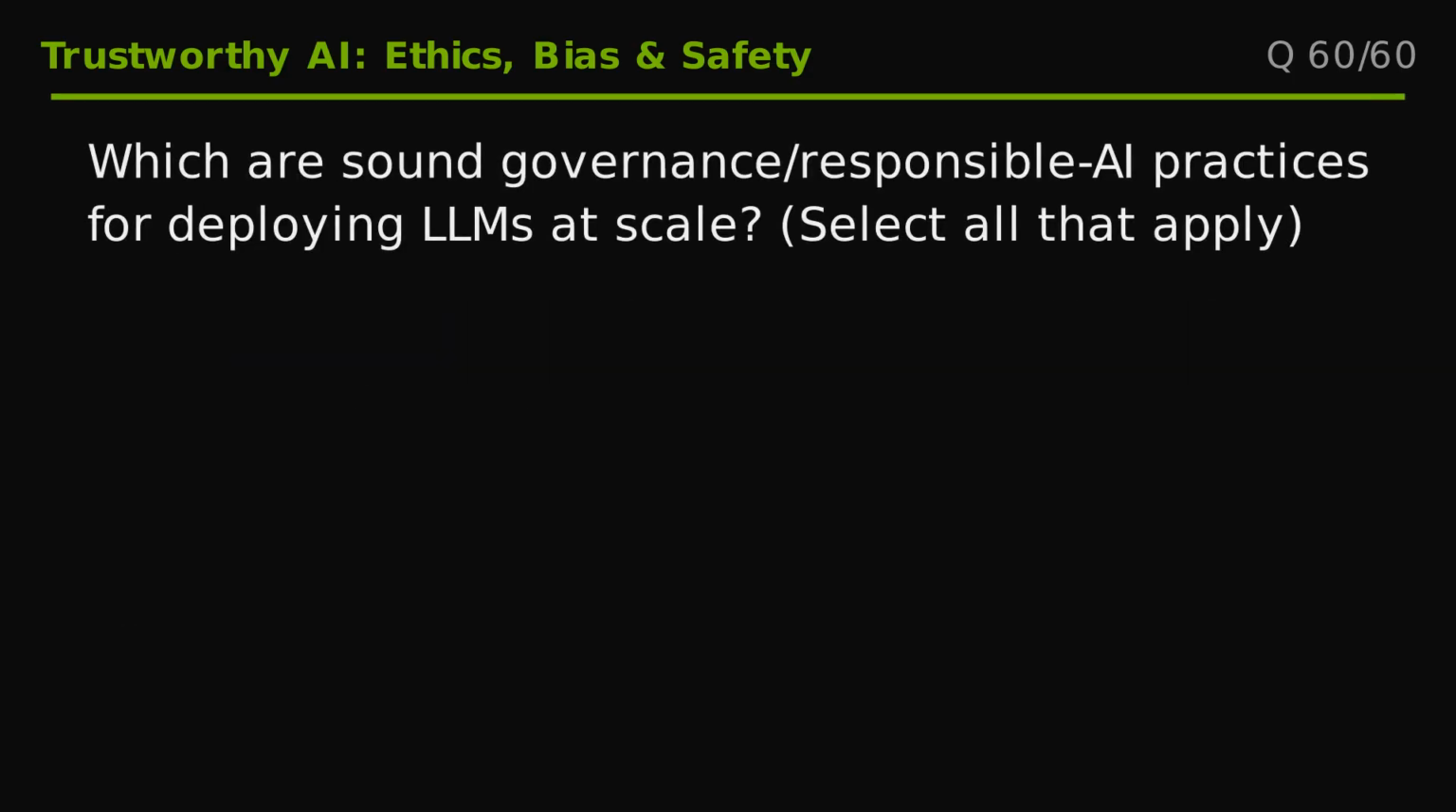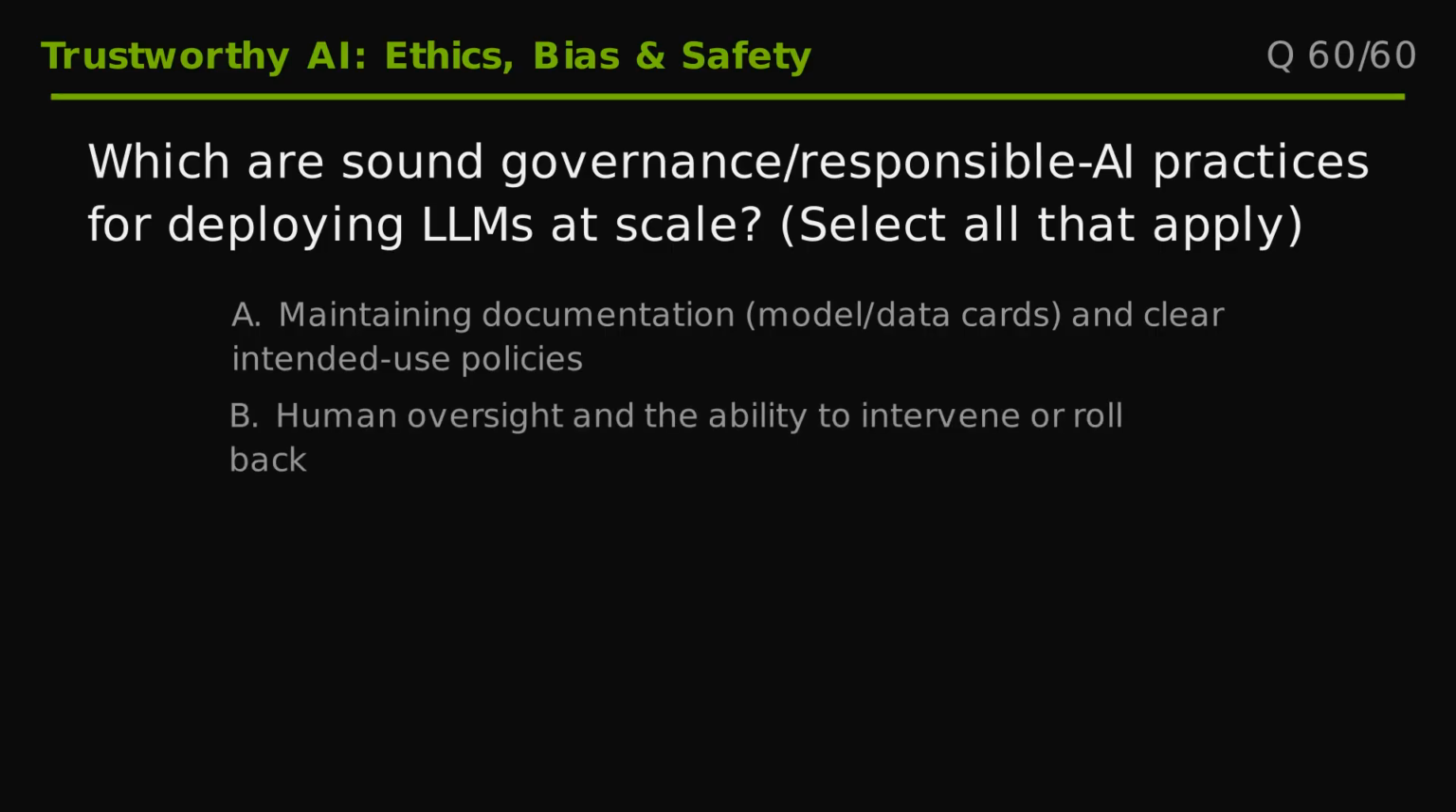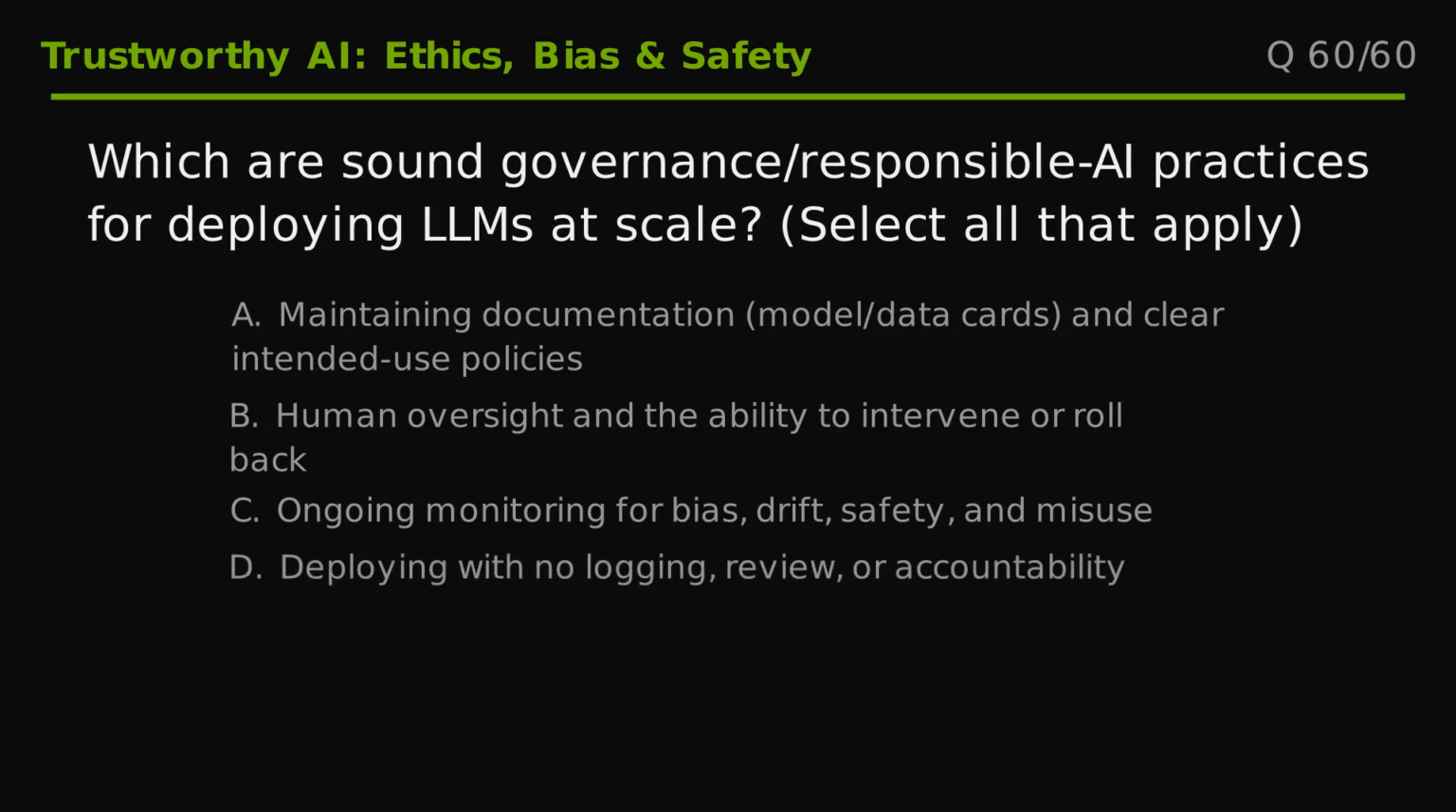Question 60. Which are sound governance or responsible AI practices for deploying LLMs at scale? Select all that apply. Option A. Maintaining documentation, model and data cards, and clear intended-use policies. Option B. Human oversight and the ability to intervene or roll back. Option C. Ongoing monitoring for bias, drift, safety, and misuse. Option D. Deploying with no logging, review, or accountability.